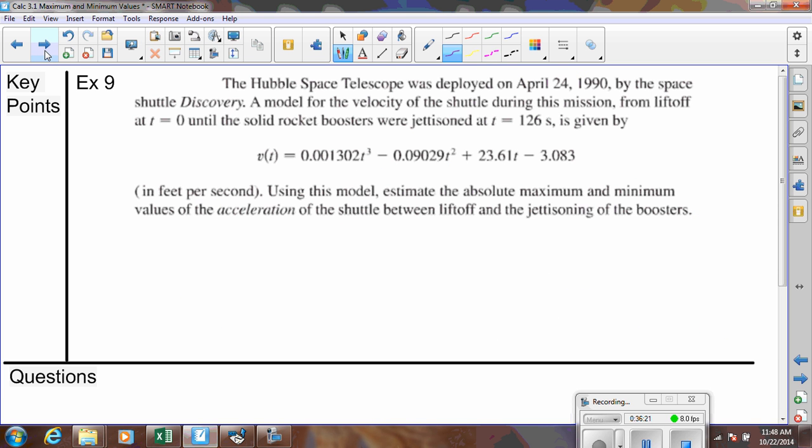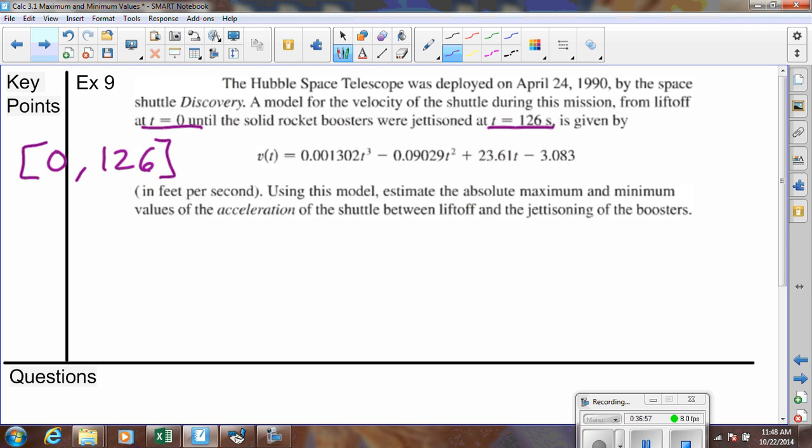And here's our last one for the day. Hubble Space Telescope was deployed on April 24th, 1990. A model for the velocity of the shuttle during the mission from liftoff at time equals 0 until the solid rocket boosters were jettisoned at a time of 126. Please note that this is telling us we're looking from a time of 0 to a time of 126. It's telling us what the interval is.